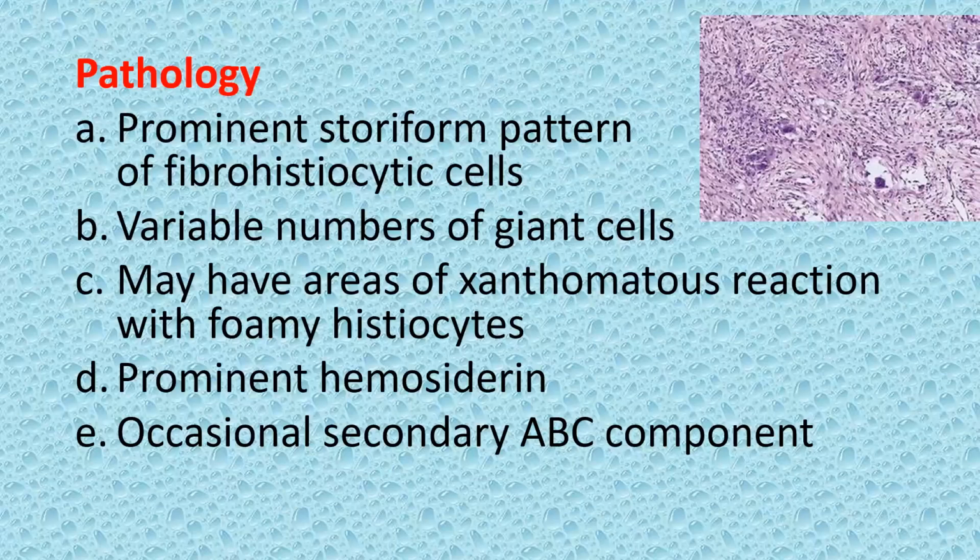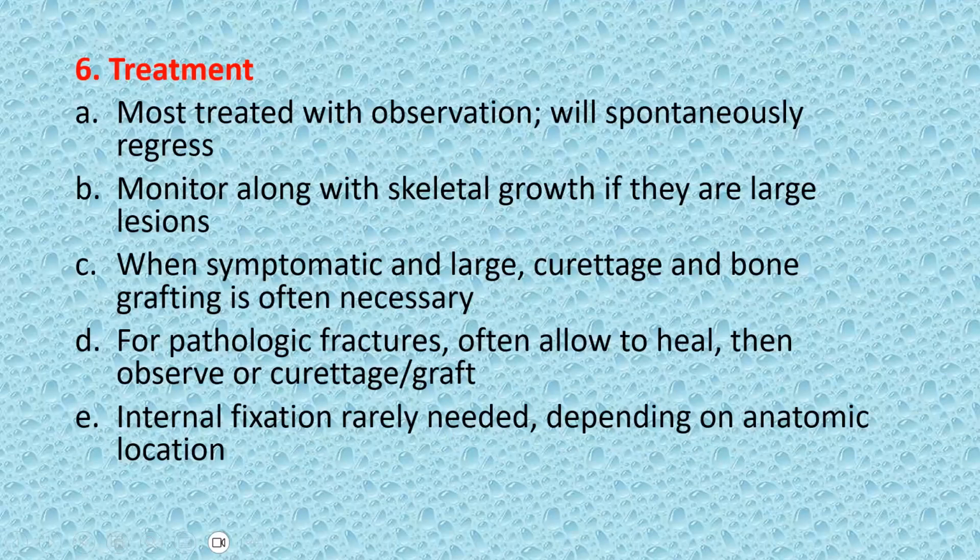Treatment: most are treated with observation because they will spontaneously regress. One should monitor along with skeletal growth if they are large lesions, and when symptomatic and large, curettage and bone grafting is often necessary. For pathologic fractures, these are often allowed to heal, then observe or perform curettage with grafting. Internal fixation is rarely needed, depending on the anatomic location and the diameter of the lesion, how big it is.